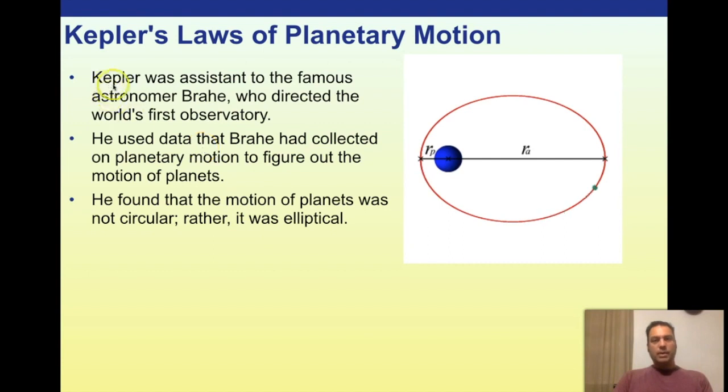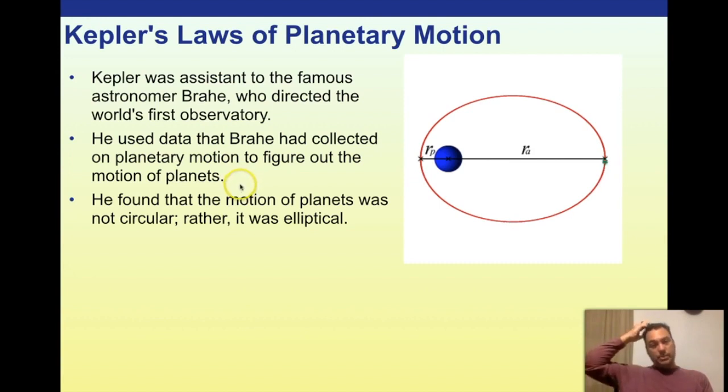So Kepler, who was Kepler? Kepler was assistant to the famous astronomer Tycho Brahe, who directed the world's first observatory. And Tycho Brahe, there's all kinds of interesting stories about this guy. Some people say he had a gold nose, the whole thing, right? Fascinating individual. But Kepler did some interesting stuff too. One thing that Brahe was good at was getting very good data. So Kepler basically took some time and he used the data that Brahe had collected on planetary motion to figure out the motion of planets.